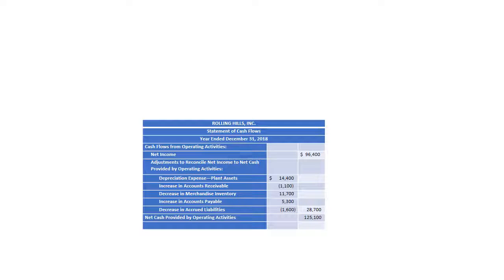So what we're saying here is if we did everything cash on our income statement, our net income would have been $125,100. But because we use the accrual method, it's $96,400. But on the statement of cash flows, we're focused on cash. How much cash did we make on operating activities? $125,100.